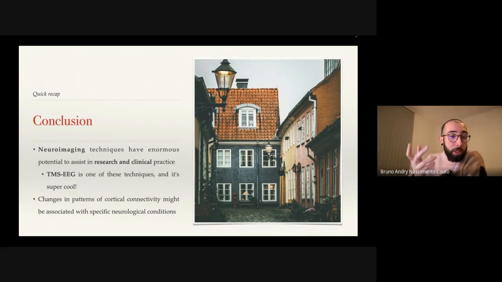Yeah, I would like to just point out that neuroimaging techniques have enormous potential to assist research in clinical practice. TMS is just one of these tools. I'm not crazy about it. I think it's super cool, but all types of neuroimaging can provide different information about the brain and clinical conditions. And also the changes in this cortical connectivity might be associated with specific neurological conditions, and there's a lot of space for us to help improve diagnosis and intervention in these pathologies.